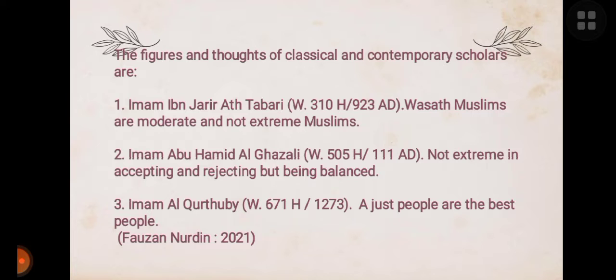Third, Imam al-Qurtubi. According to him, the Wasat people are the just and the best people, because the best is the most just. Al-Qurtubi explained that Allah subhanahu wa ta'ala wants Muslims to be moderate, just, and the most intelligent people. That Muslims must be people who are always in a middle and moderate position, not in an extreme or excessive position.